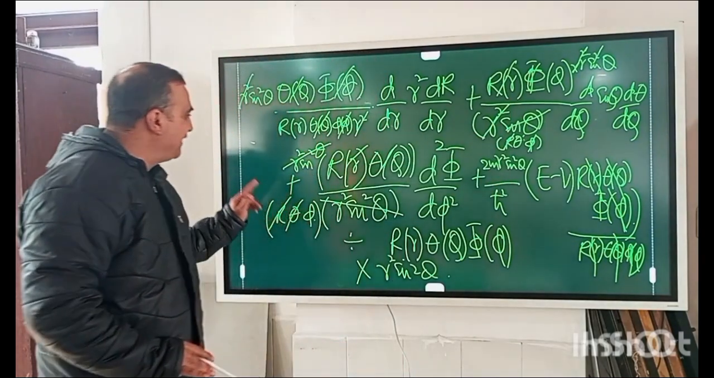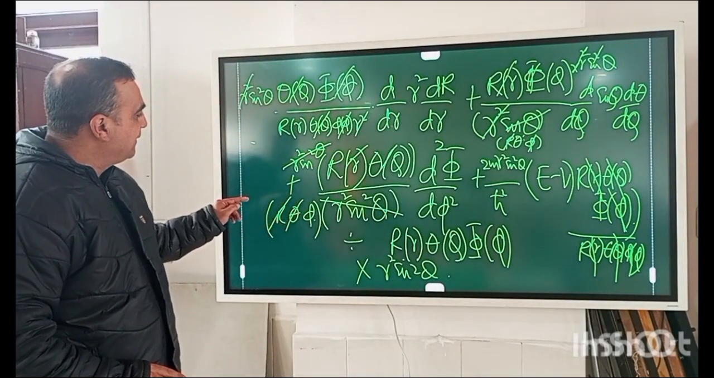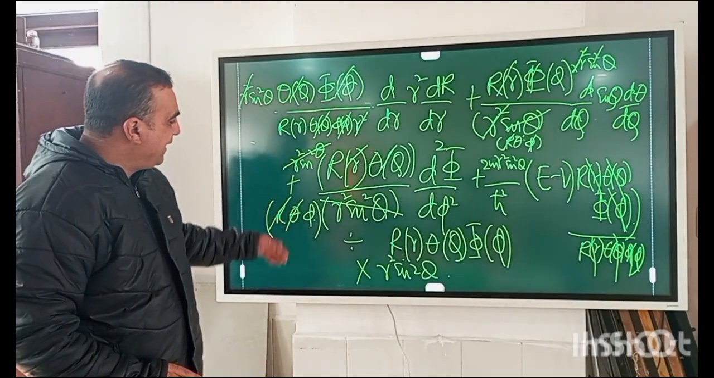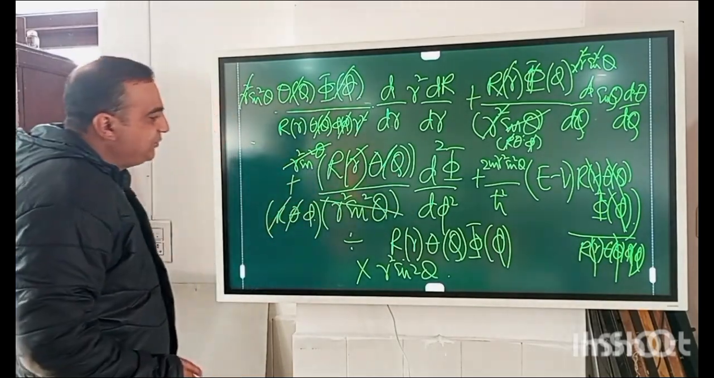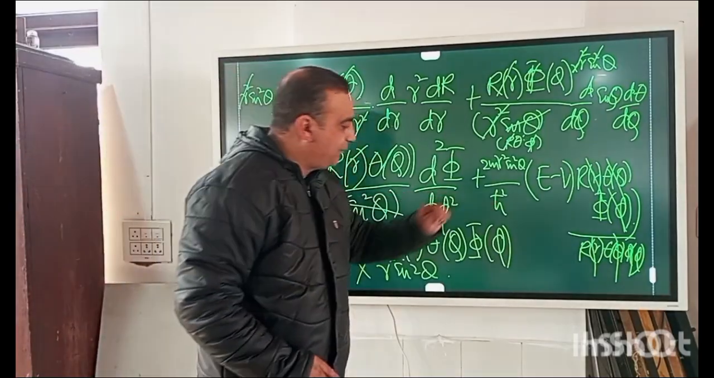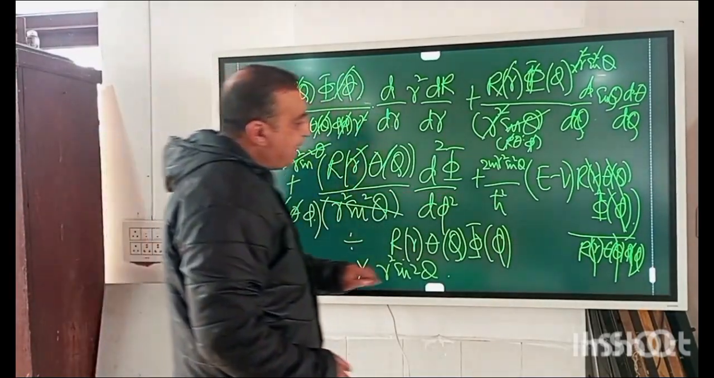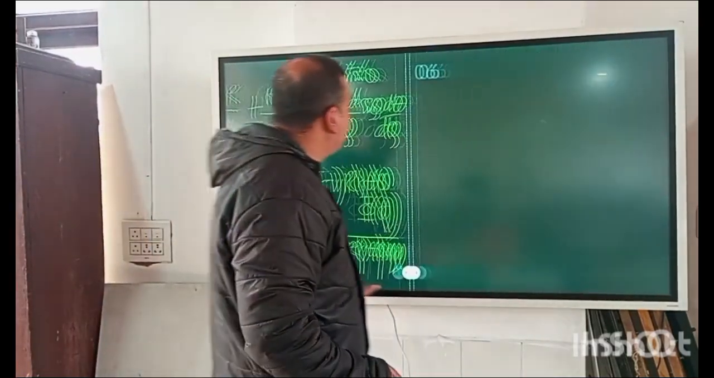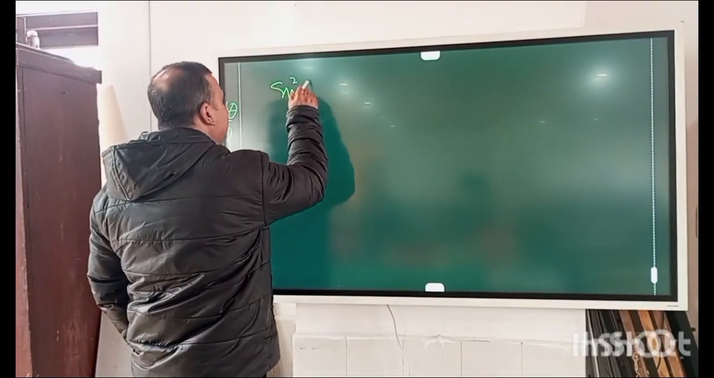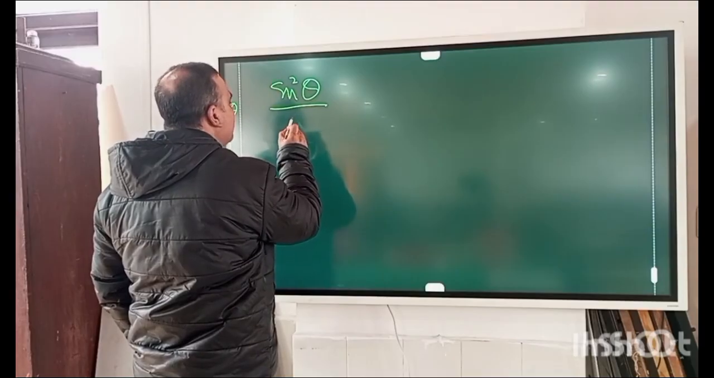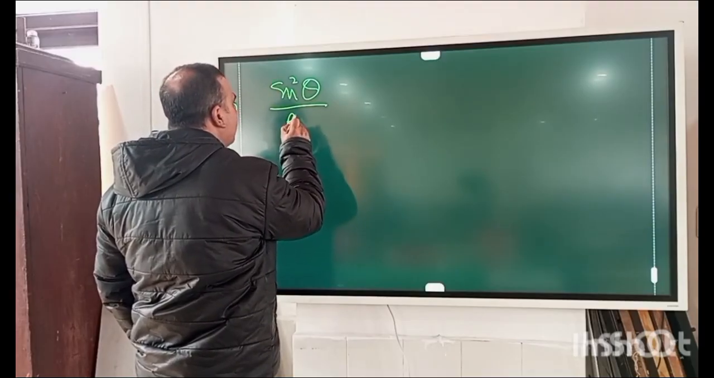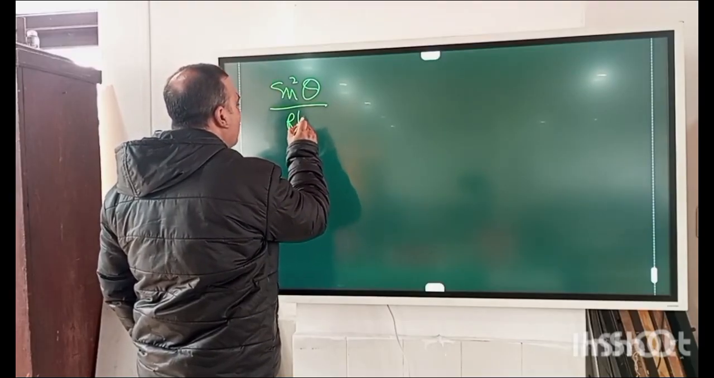And here we'll be left with 1 by phi, d2 phi by d phi 2. And then the rest of the things will come there. So let me write that down. Where we have reached till now is we have sine square theta here, divided by r of r.